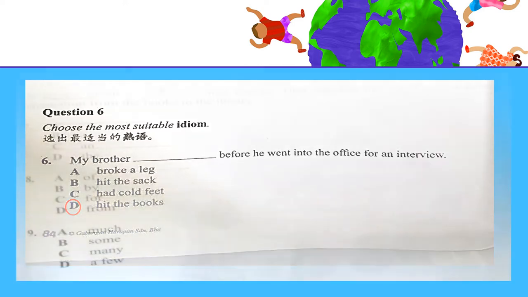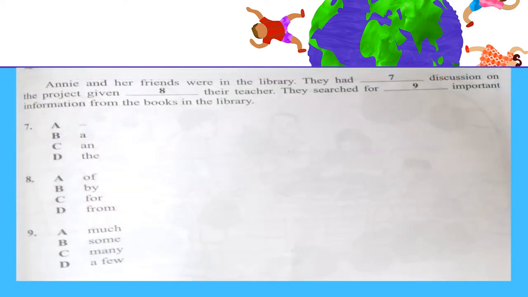Okay, let's do number seven. Annie and her friends were in the library. They had, okay, look at this word, discussion. It starts with D, so we use a, e, i, o, u. It's the first time they say it, so the answer should be A. On the project given by their teacher. Who gave the project? Their teacher. So given by their teacher.